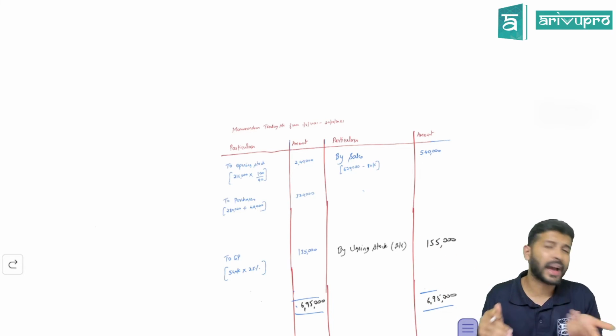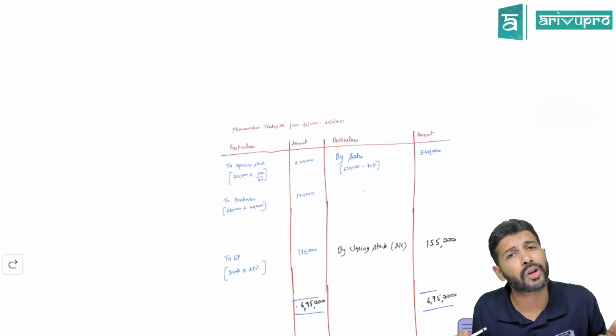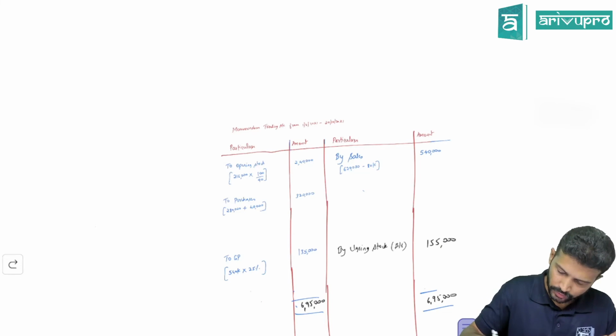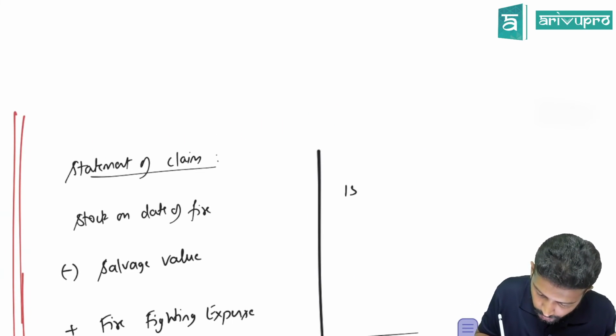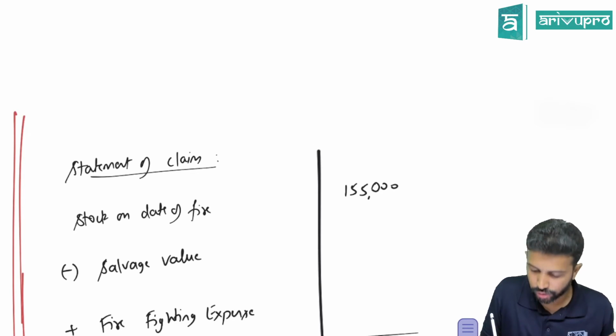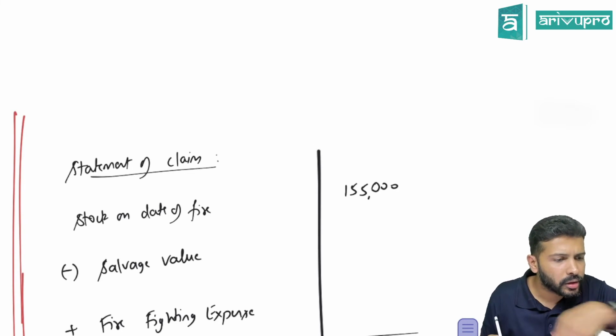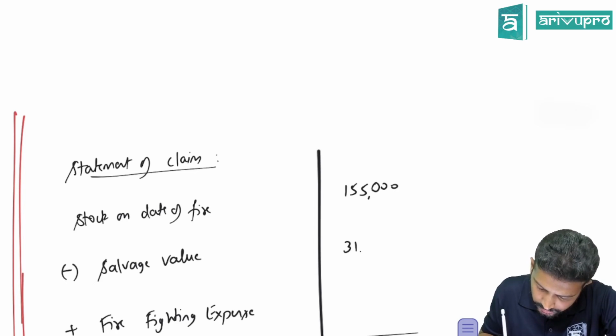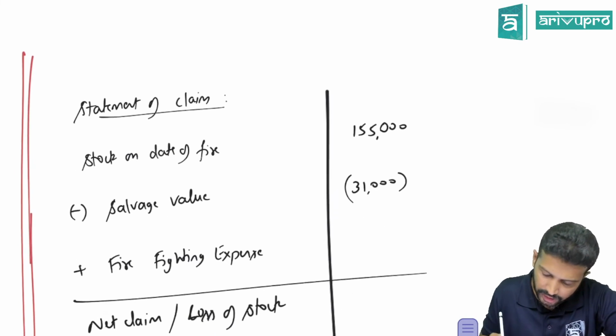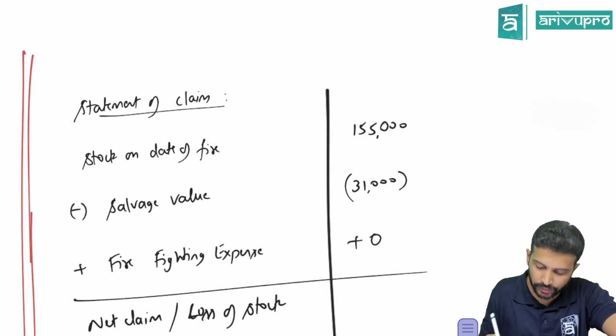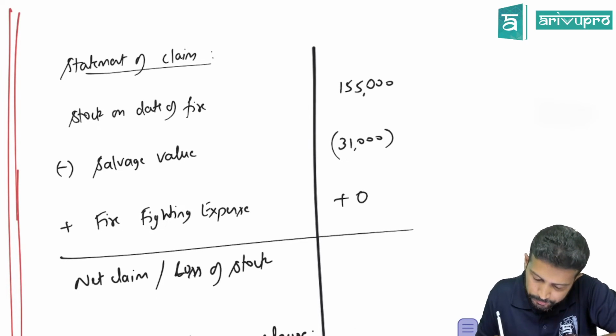And then check if the average clause is applicable or not applicable. Okay. First, what is the closing stock on the date of fire? 1,55,000. Do you know the salvage value? Yes, they have given the salvage value to be 31,000. Firefighting expense is not there in this problem, so don't worry. If it is there, you add. How much is this number?